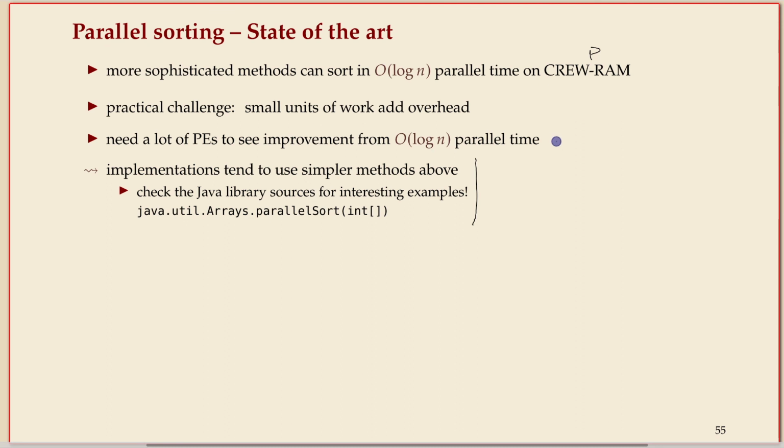Remember, all we talked about here was span and work. You have to see how this translates into time if you have a fixed number of processors. And so the difference between log squared span and log n span might not be so easy to see. You need quite a few processors. All right, we talked about the practical challenges already. I think that's enough for now. That's the end of the sorting unit, and we'll leave the realm of parallel programming for a moment again.